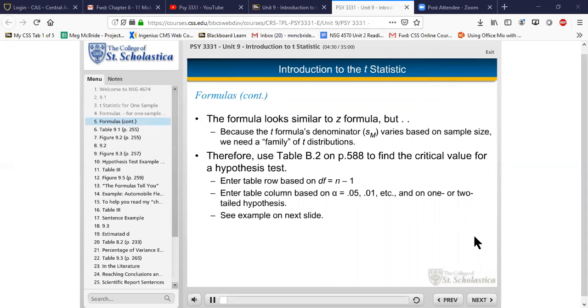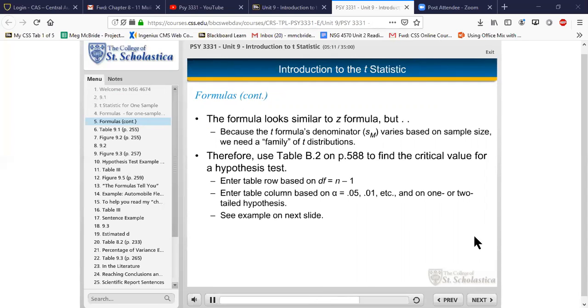The t-statistic formula looks similar to the z formula, but because the t formula's denominator, that is the s sub m, varies based on sample size, we need a family of t distributions rather than the z normal distribution. You can find that family of distributions in table B2 on page 588 in the textbook. This is the table we use to find the critical value for hypothesis testing with the t-statistic. For a given hypothesis testing problem, the correct table row to use is determined by the degrees of freedom in the problem, defined as n minus 1, which is the number of subjects or participants minus 1.